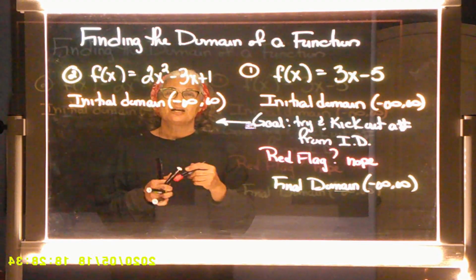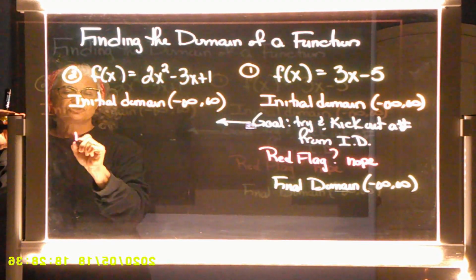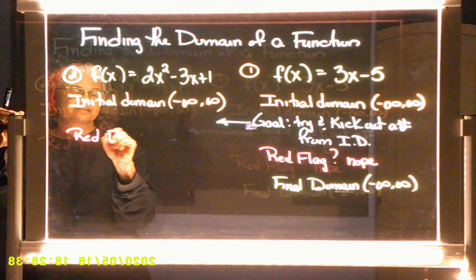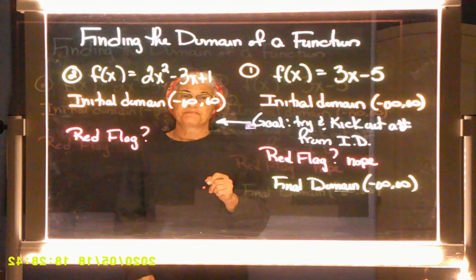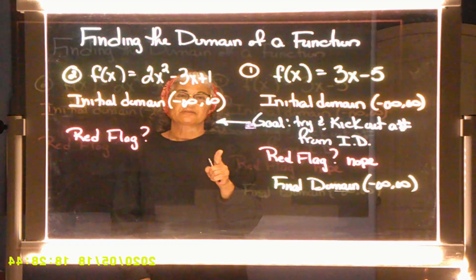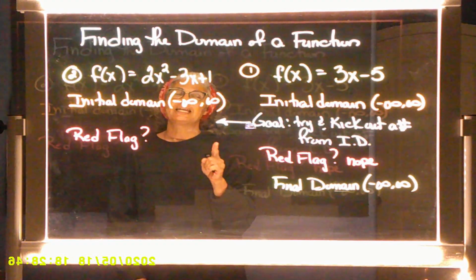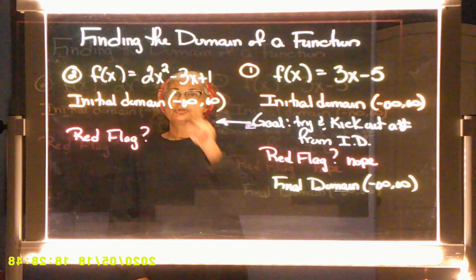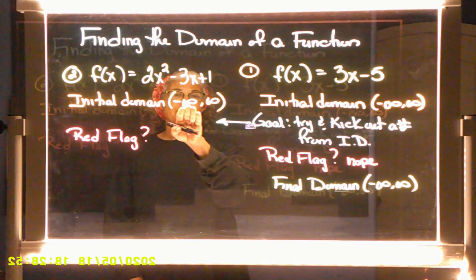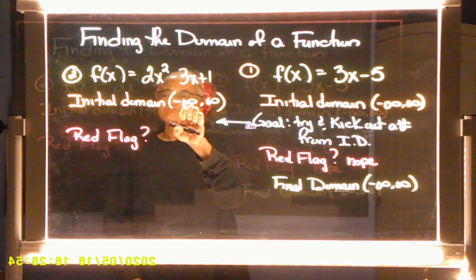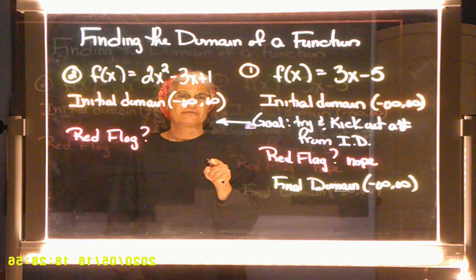We do it by asking ourselves, do we have any red flags? That's the question. Are there any red flags? Remember one of the red flags is, yeah, a denominator. Do I have a denominator in here? Nope. So am I kicking anybody out of this initial domain? Nope. What's the second red flag?